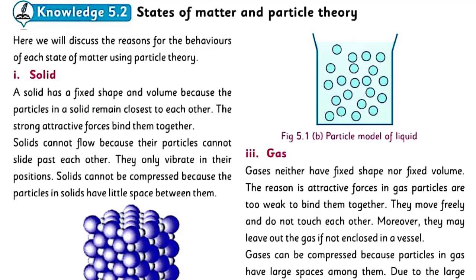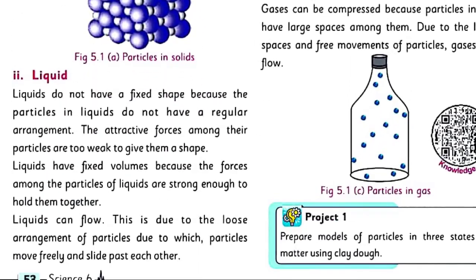1. Solid. A solid has a fixed shape and volume because the particles in a solid remain closest to each other. The strong attractive forces bind them together. Solids cannot flow because their particles cannot slide past each other. They only vibrate in their positions. Solids cannot be compressed because the particles in solids have little space between them. Figure 5.1 Particles in solids.